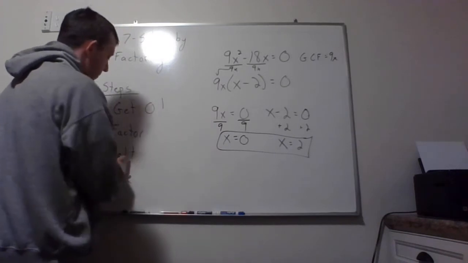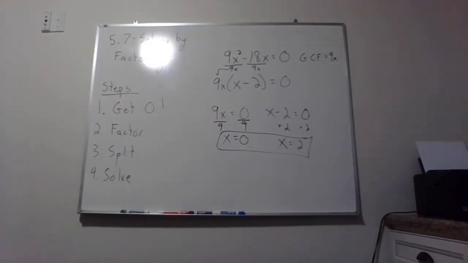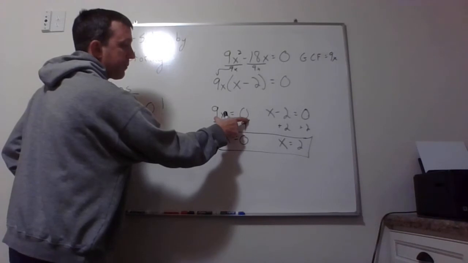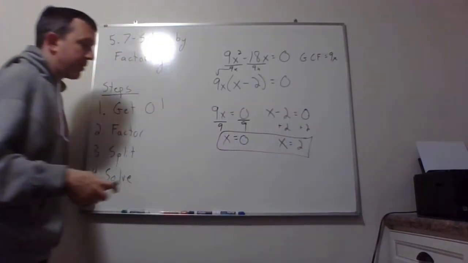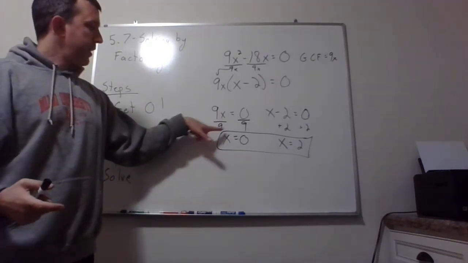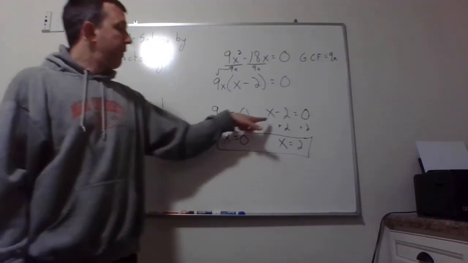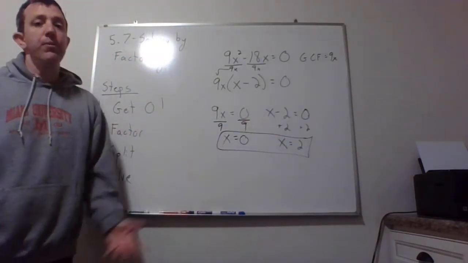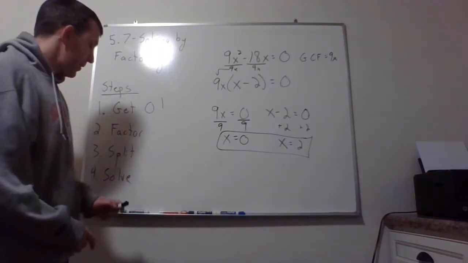So this is the split step that I have written down over here. We're going to split it up. So I have the 9x, and I'm going to set it equal to 0, and then I'm going to take the x minus 2 and set it equal to 0. So for the first one, I divide both sides by 9, and I get a solution of x is equal to 0. For the other one, since it's x minus 2, I add 2 to both sides, and I get x equals 2. And we have two solutions, and that's exactly what we would expect to see.